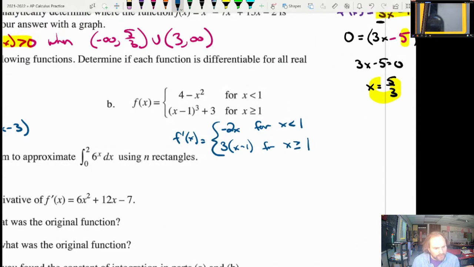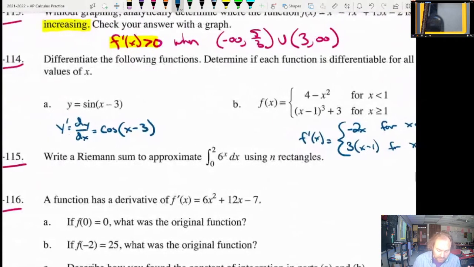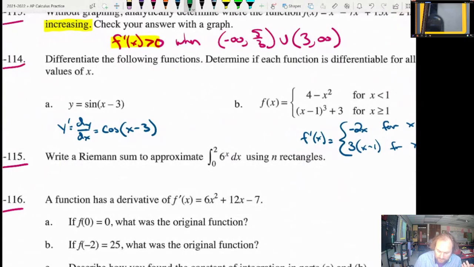As far as whether b is differentiable, I should say a is differentiable. We have to determine if it's differentiable for all values of x. This one is always differentiable. It's a cosine function. Cosine functions are smooth curves, they're boring, they're always easy to do.